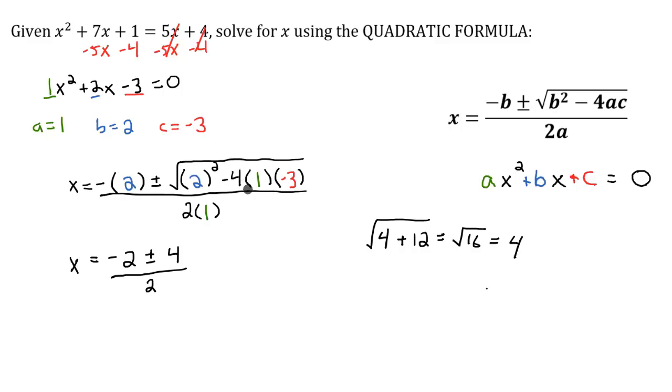So moving on, we have x equals -2, and we have to split this up into two parts. So we're going to do +4 first, divided by 2, and then we have another version that's going to be x equals -2 minus 4 divided by 2.